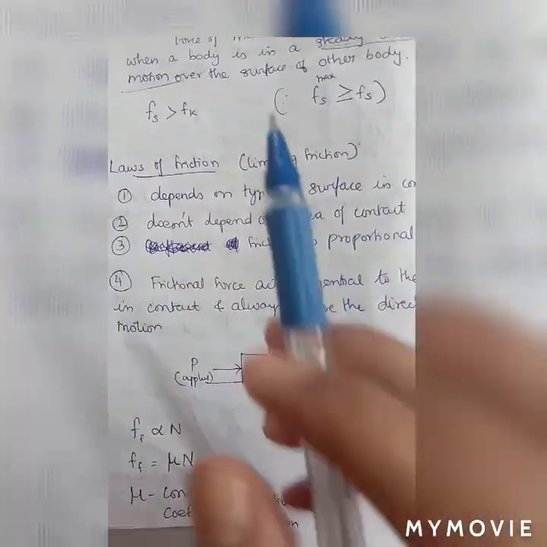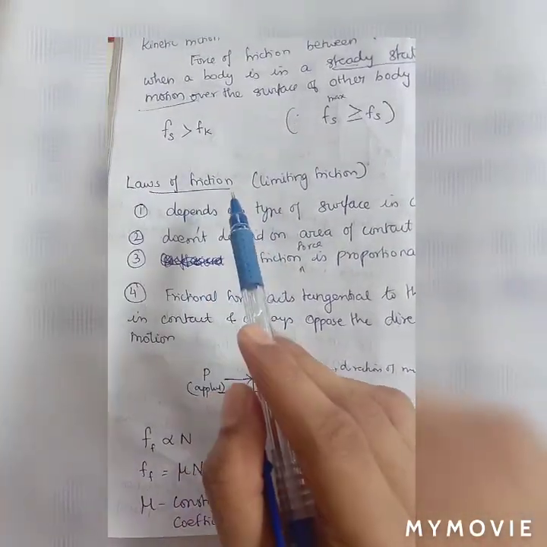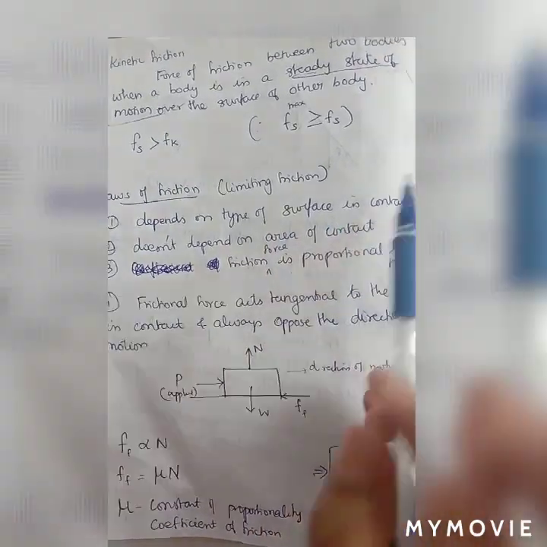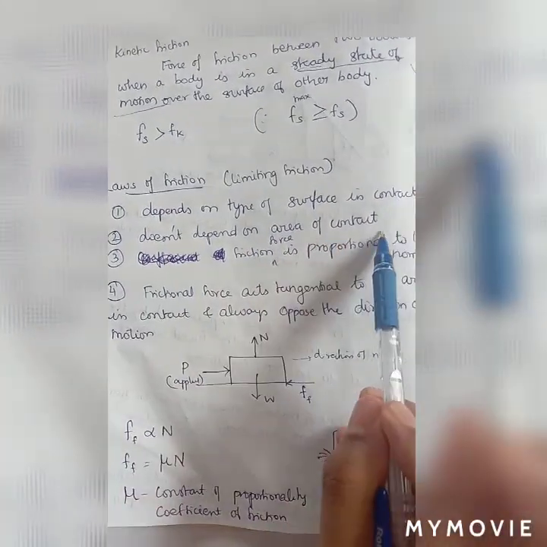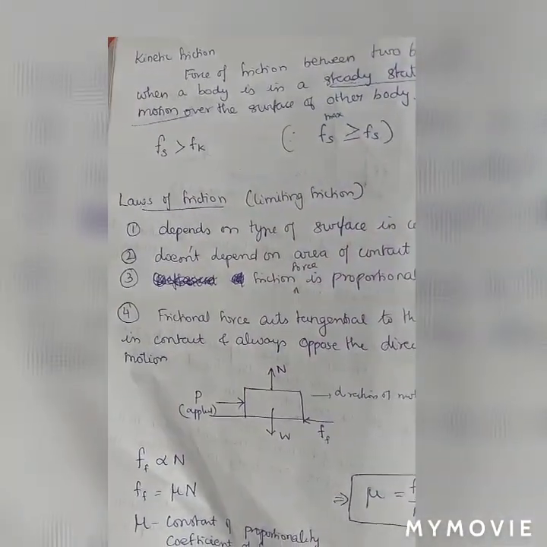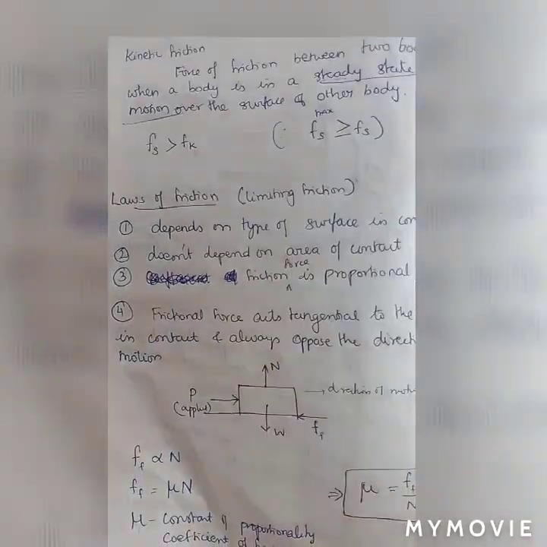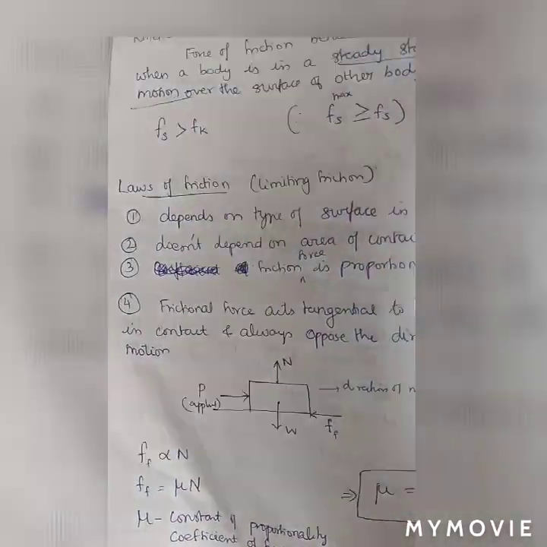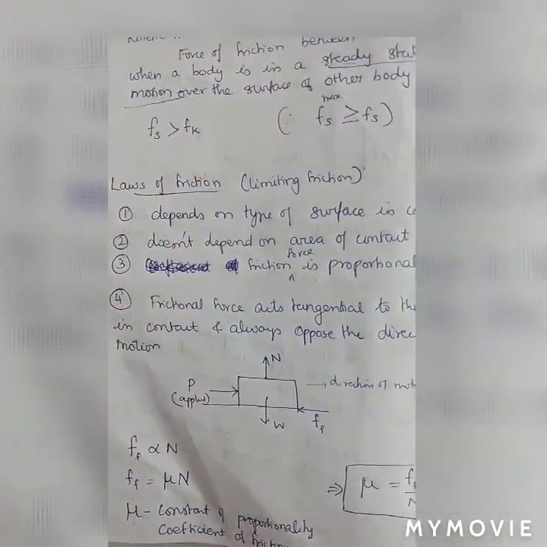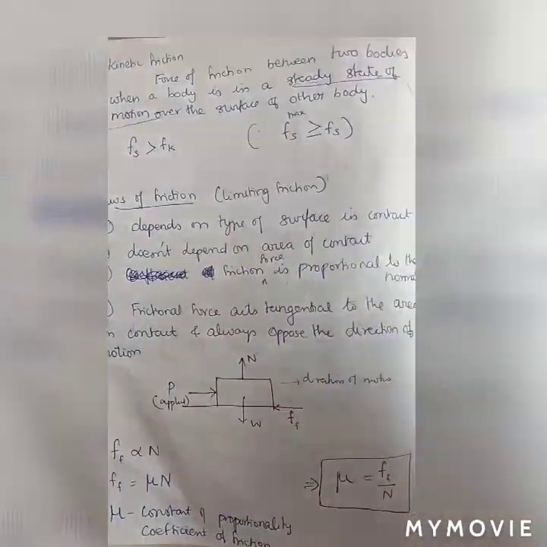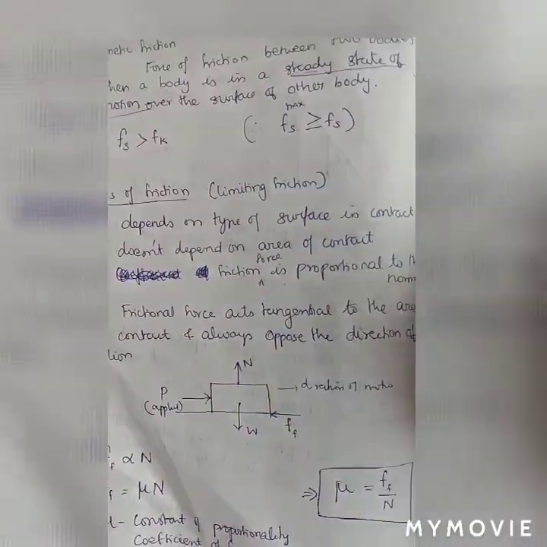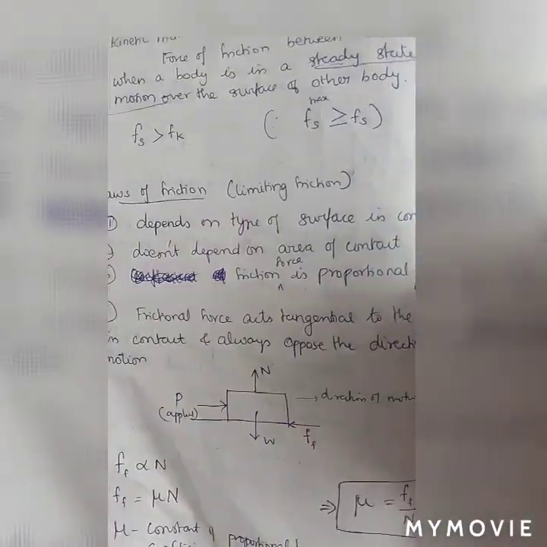So what are the laws? The first law of friction states that the limiting frictional force depends on the type of surface in contact and does not depend on the area of contact. This is the first case we discussed. You remember when an object is pushed over two types of surface, one a tile surface and the other a rough surface. The area remains the same, and the object also remains the same. Only the type of surface is different: one is a tile and the other is a rough surface.